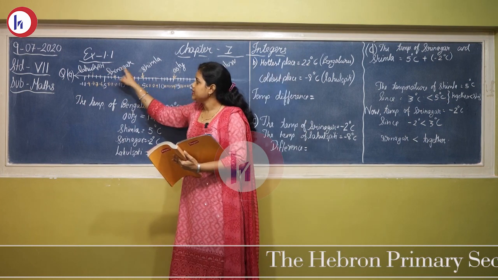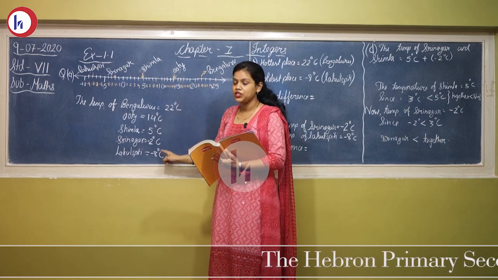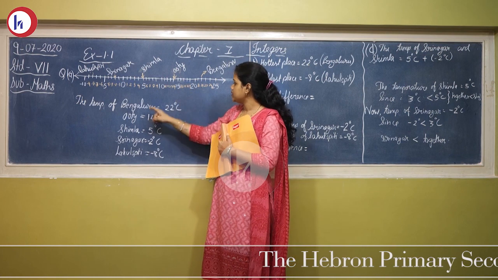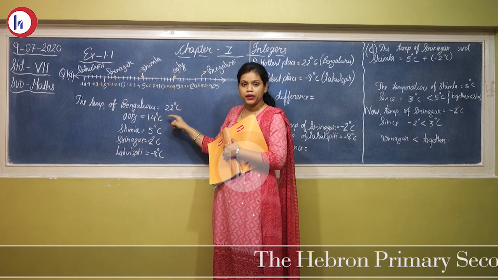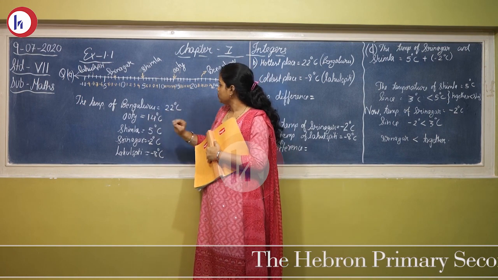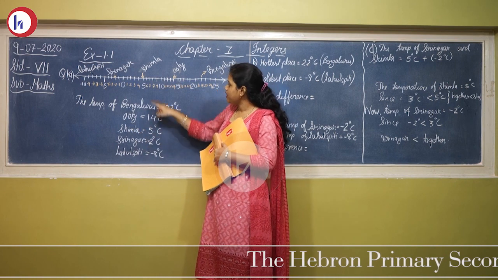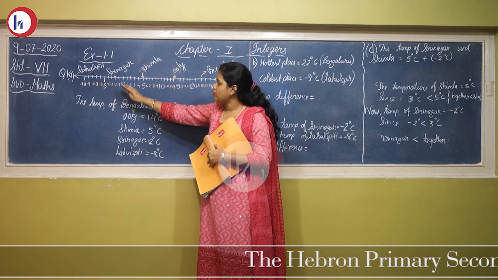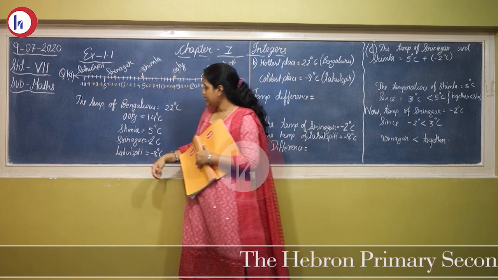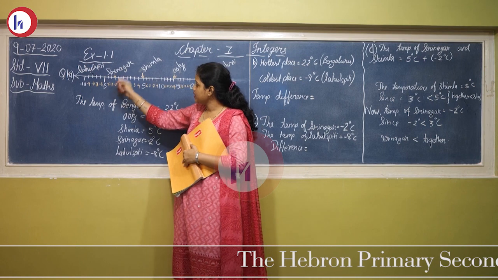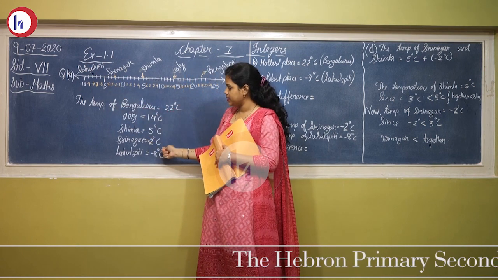Then some city names are given. After completing the number line, you will write down the temperature of those cities. So the first one is Bengaluru. Bengaluru we get 22 degrees Celsius after completing the number line. Second is Ooty. Ooty we will get 14 degrees Celsius. Shimla we will get 5 degrees Celsius. Now all these are on the positive side, positive integers. Then we will get Srinagar. Srinagar is on the left hand side, that is negative. So minus 2 degrees Celsius.